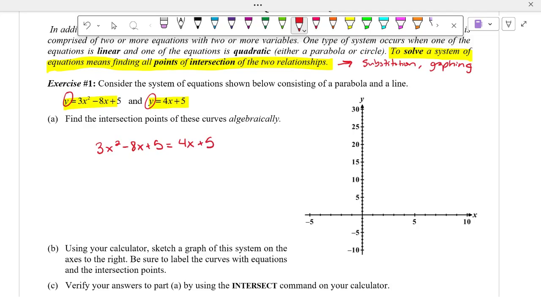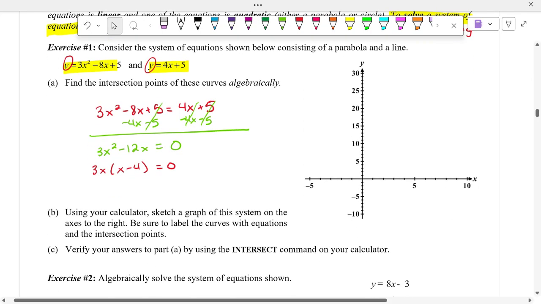Well, we know how to deal with that. Doesn't that just look like if we're trying to solve a normal quadratic? Yeah. So what do you think we're going to do first? Subtract the 4x and subtract the 5 from both sides. That goes away. I get 3x squared minus 12x, and then that cancels, is equal to 0. Well, ooh, that's an easy factor. Because what's the only thing we can factor out? A 3x. It has a GCF of 3x. Factor that out. I'm left with what? x minus 4 equals 0.